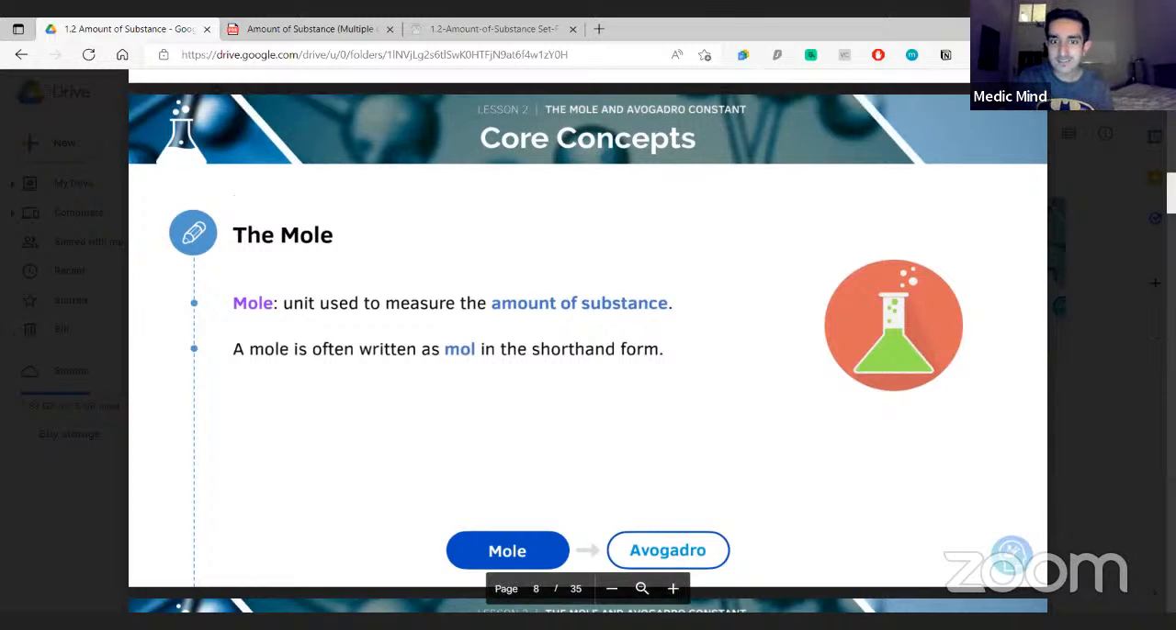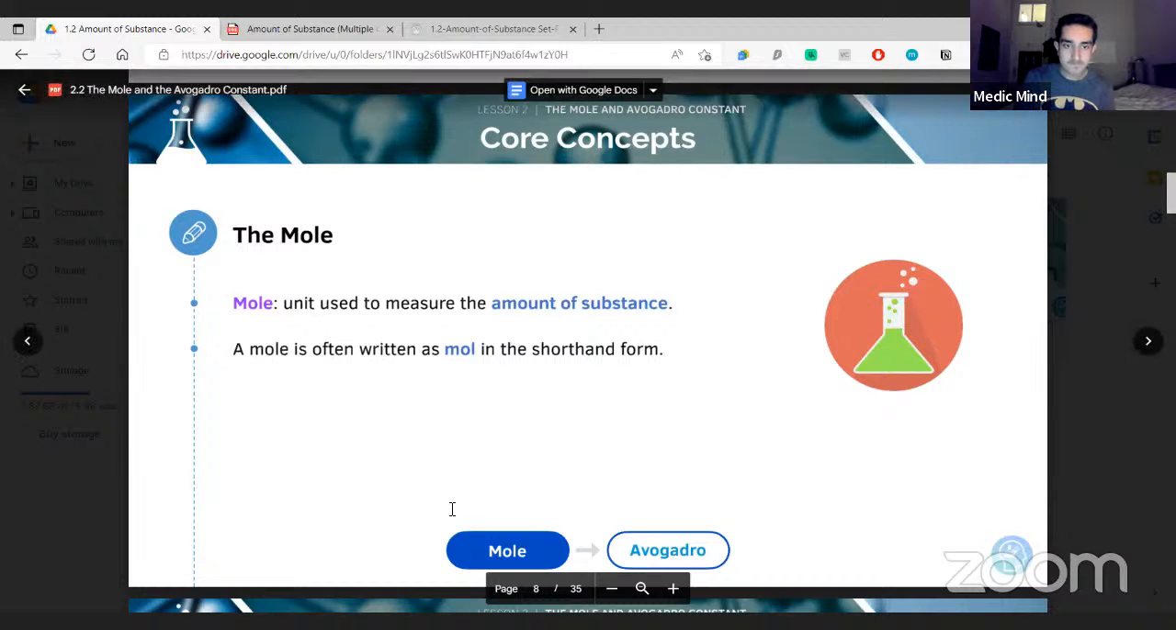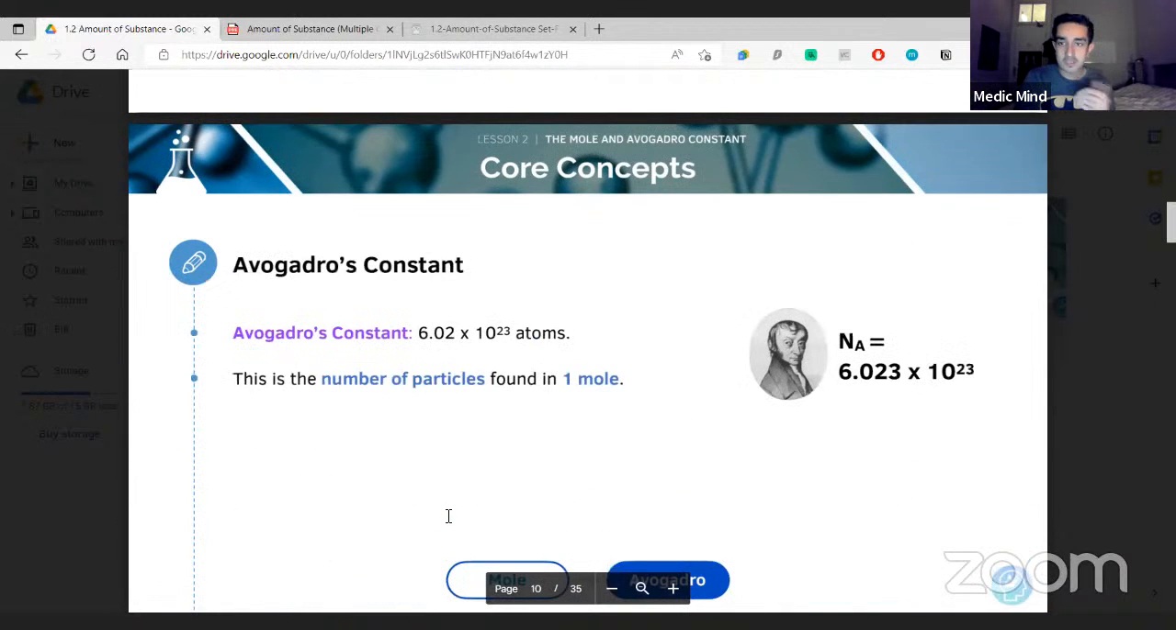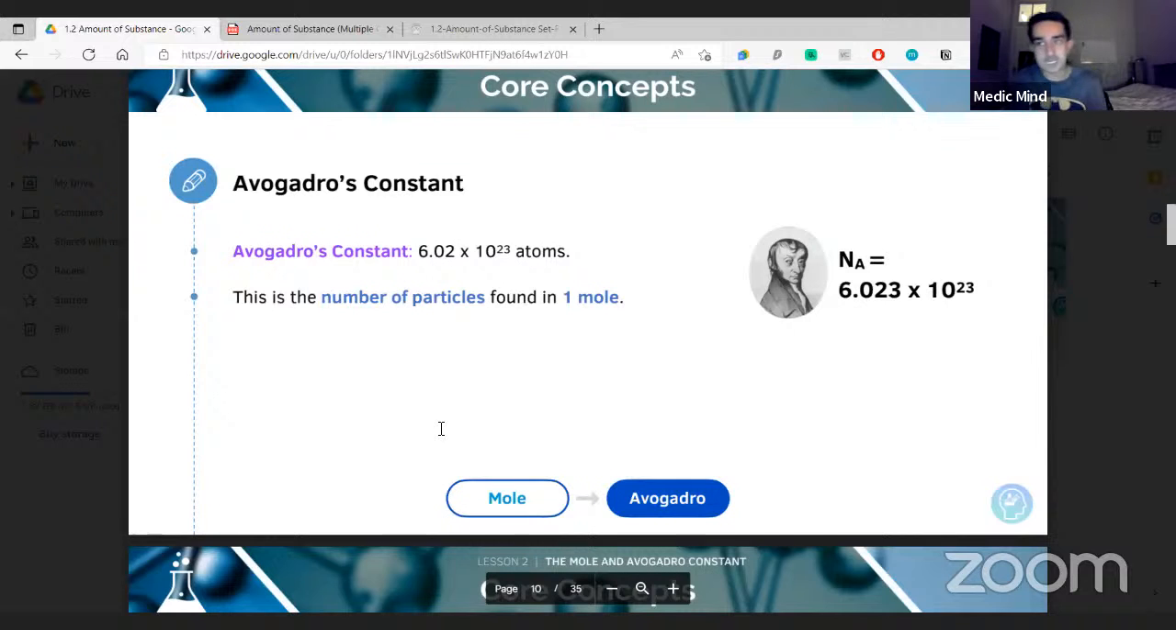It's a standardized unit. The idea is the mole represents a weight, and every element or every molecule, every compound has different weights for a mole. But the mole is constant. The number of particles in a mole is constant. 1 mole will always contain 6.02 times 10 to the 23 particles.